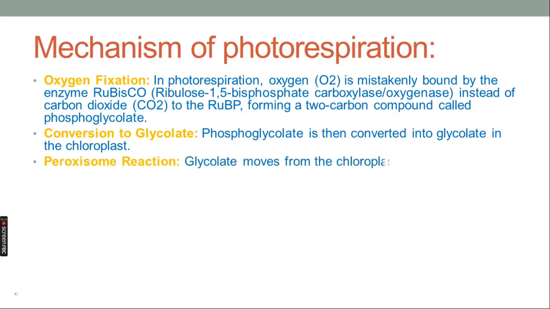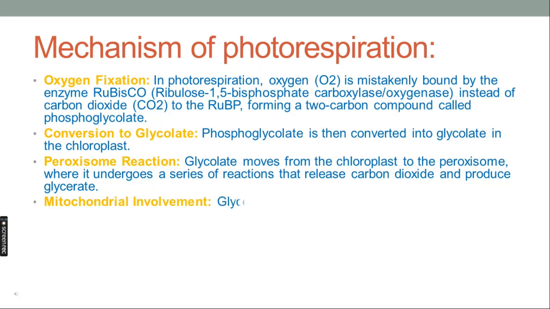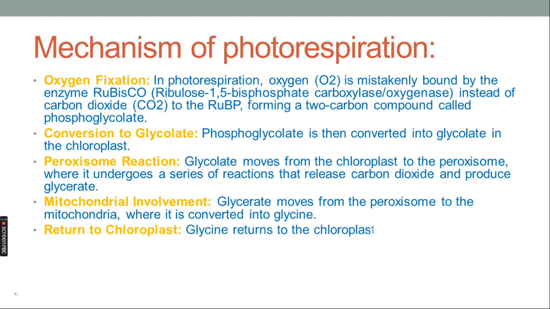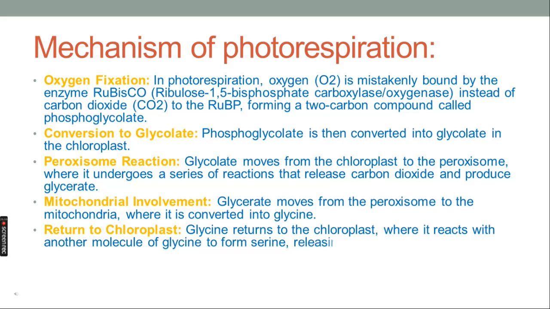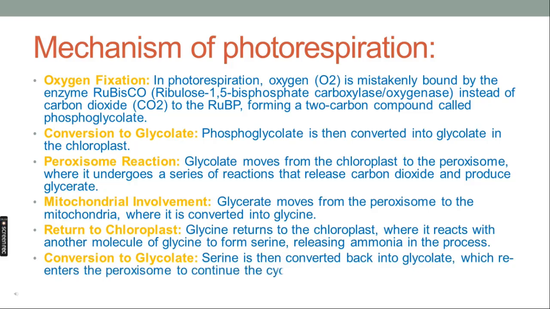3. Peroxisome reaction. Glycolate moves from the chloroplast to the peroxisome, where it undergoes a series of reactions that release carbon dioxide and produce glycerate. 4. Mitochondrial involvement. Glycerate moves from the peroxisome to the mitochondria, where it is converted into glycine. 5. Return to chloroplast. Glycine returns to the chloroplast, where it reacts with another molecule of glycine to form serine, releasing ammonia in the process. 6. Conversion to glycolate. Serine is then converted back into glycolate, which re-enters the peroxisome to continue the cycle.